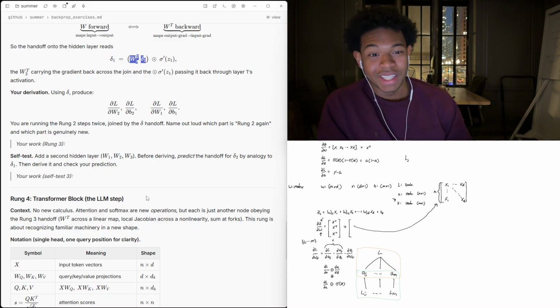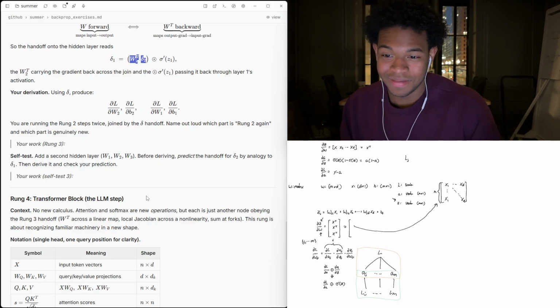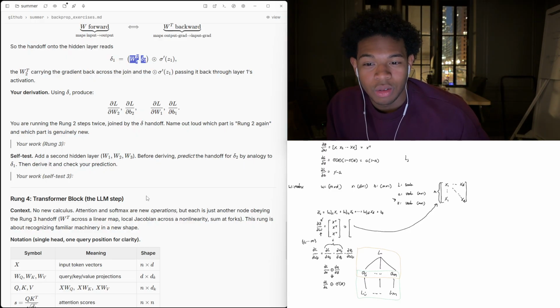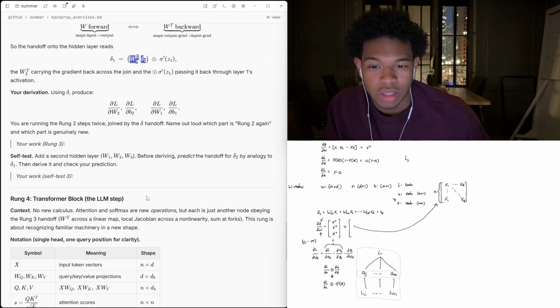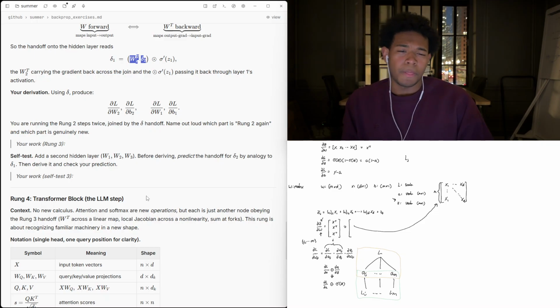This might take the rest of the 30 minutes. You're running the rung 2 steps twice, joined by the delta handoff. Name out loud which part is rung 2 again, and which part is genuinely new.